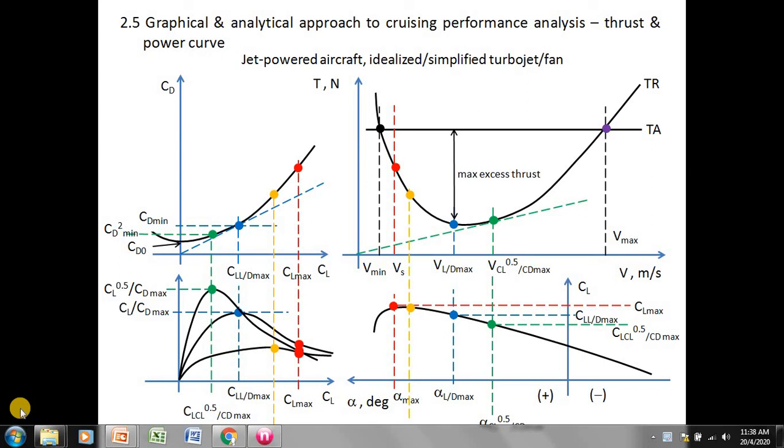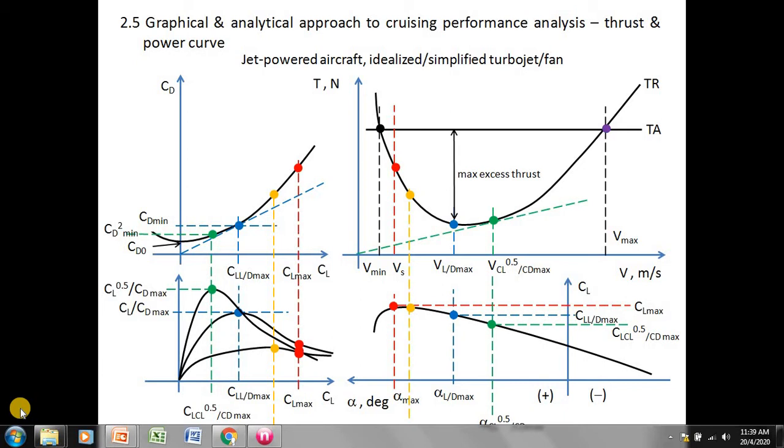Okay, now this is 2.5, the graphical and analytical approach to cruising performance analysis. Now let's combine the thrust available and thrust required curves, and also the power available and power required curves, and do the analysis from here. If you are wondering, in your textbook this lecture is related to subchapters 6.3 until 6.6.